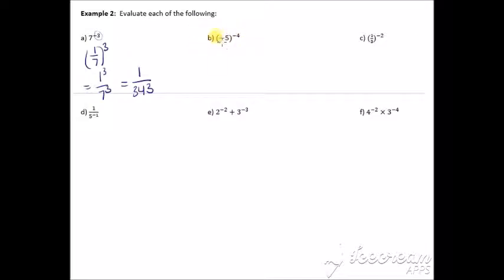Evaluate negative 5 to the negative 4. Let's flip this. So we're going to have negative 1 over 5 to the positive 4. If we expand this just so that we can see what it looks like, it's going to be negative 1 over 5 times itself 4 times. This helps us decide whether the number is going to be positive or negative. Since there are 4 of them, these 2 negatives will cancel out to a positive, and these 2 will cancel out to a positive. So we're going to get 1 over 625.